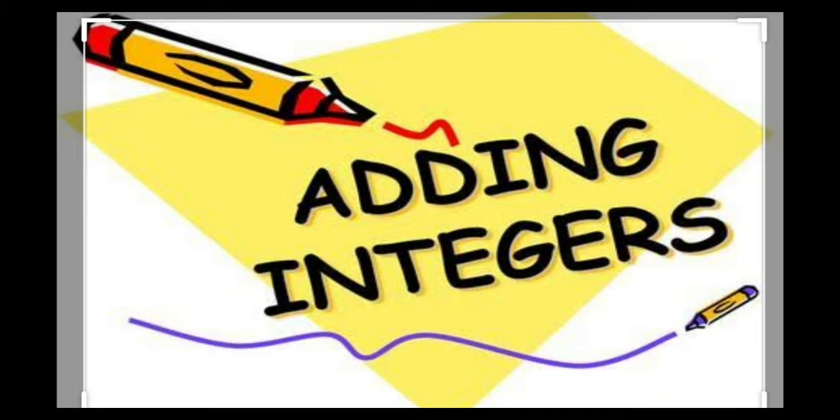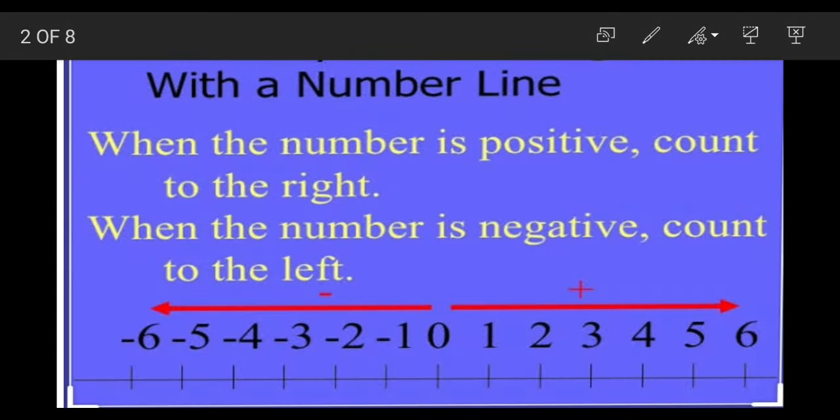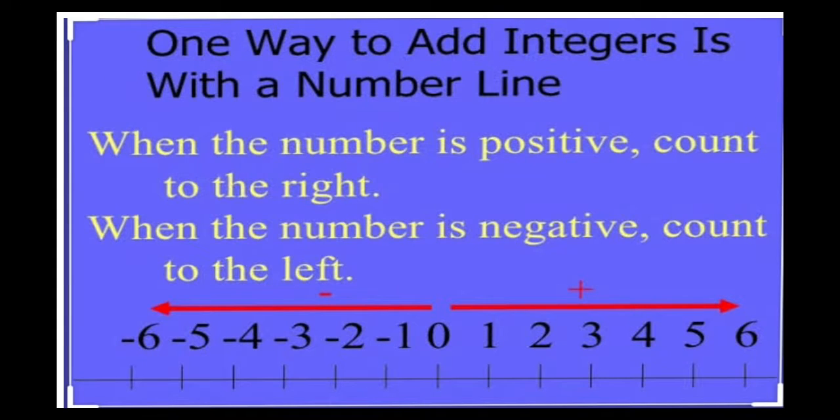Now, we have already learnt how to add integers using a number line. So, in the earlier video, you have studied that whenever a number line is given and you have to add or subtract integers using a number line, it's a very easy task. When a number is positive, just count to the right. When the number is negative, count to the left. And just by hopping, we get the answers.